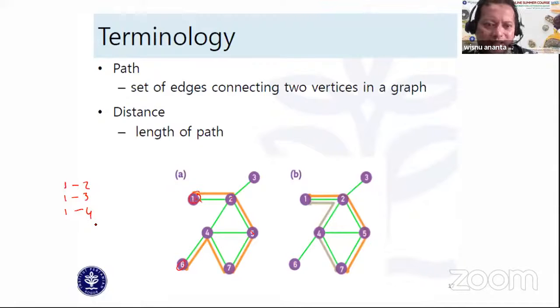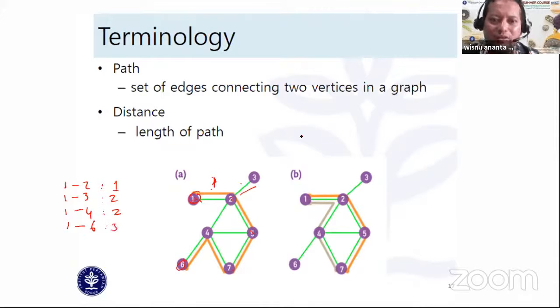And length of path is, for example, if you go from 1 to 2, the length of path is only 1 because there is only one link here. But if you go to 3, there is 1, 2, 3. Going to 4 is also 2. But the path from 1 to 6 is 3. This is the path 1 to 2, but you also have the path 1, 2, 3.